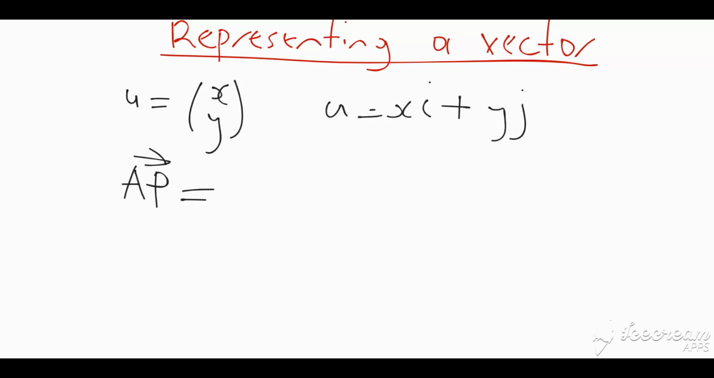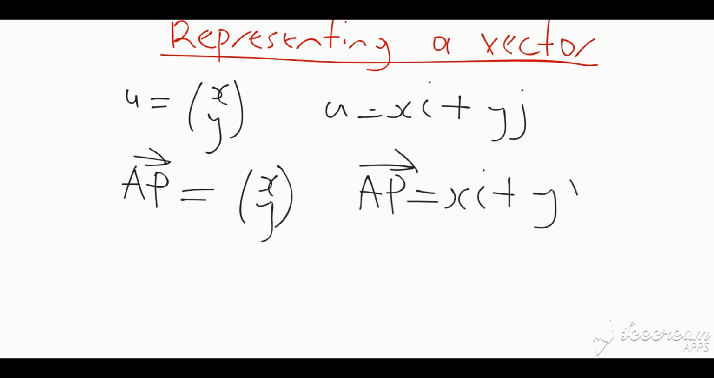It is written in the same way, so I could still put it in the column form, which is (x, y), like that, or I could go AP equal xi plus yj. Now, normally when we use a common letter, we say it represents a free vector, which means it can be anywhere in space. So if I were to represent this on a Cartesian plane, it means that I could practically put it anywhere. So let's take an example.